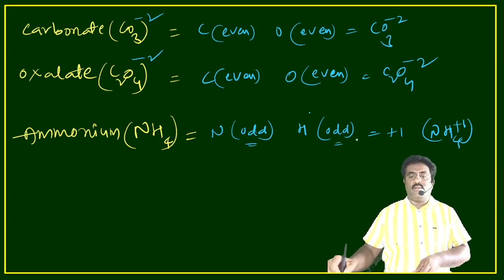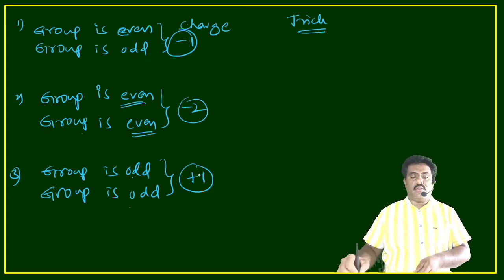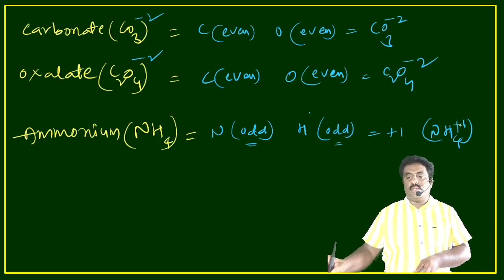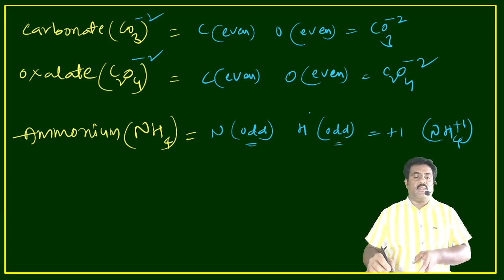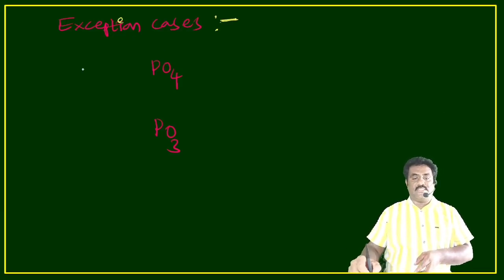So what is our trick? Odd and odd group gives plus 1. So NH4 is positive 1. Ammonium ion, NH4 plus 1.